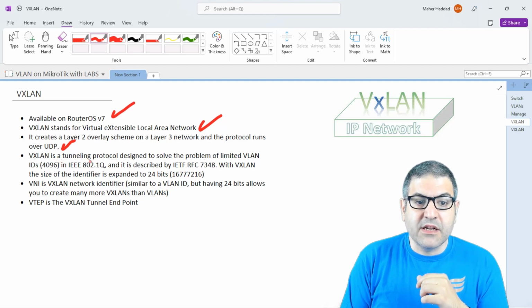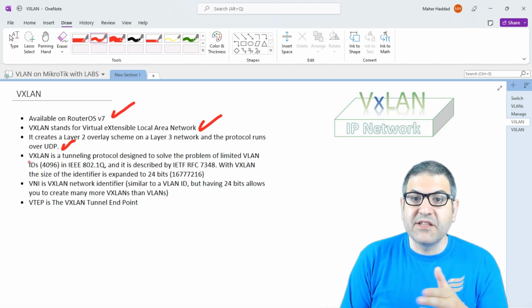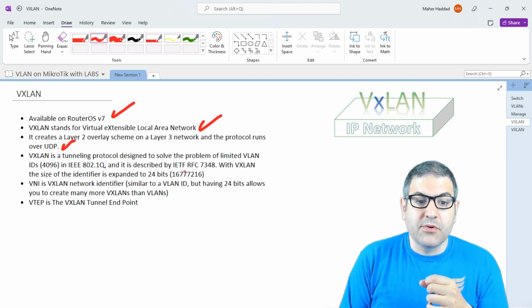Now, VXLAN is a tunneling protocol designed to solve the problem of limited VLAN IDs. On VLANs, we can go up to 4095 VLANs, while on VXLAN, which is based on RFC 7348, you can go up to 16,777,216 VXLANs. So you can see you have much more than the 4096 that were available on the VLAN.